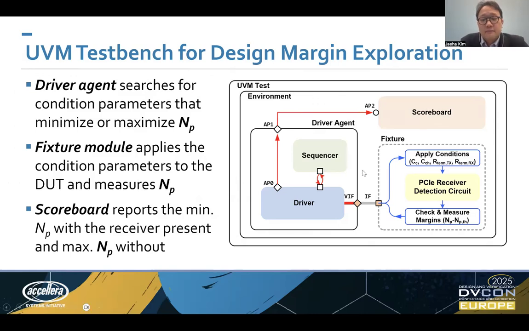Now, in the meantime, while the driver agent and the fixture give this information back and forth, the scoreboard listens to all those transactions and collects the minimum NP with the receiver present and the maximum NP without the receiver present. And it is the scoreboard that will report the end result when the simulation finishes.